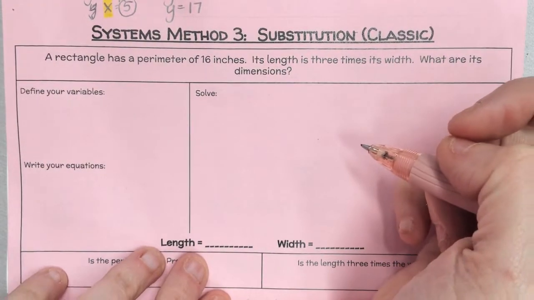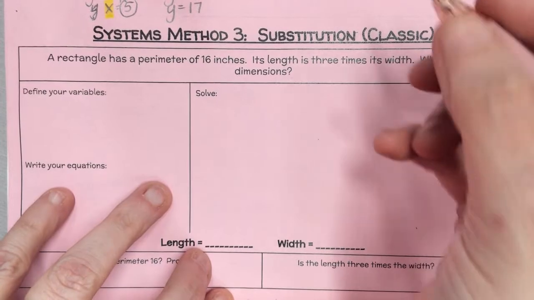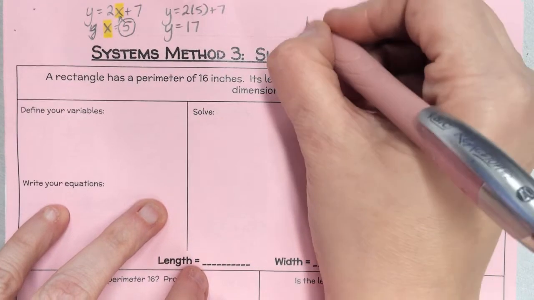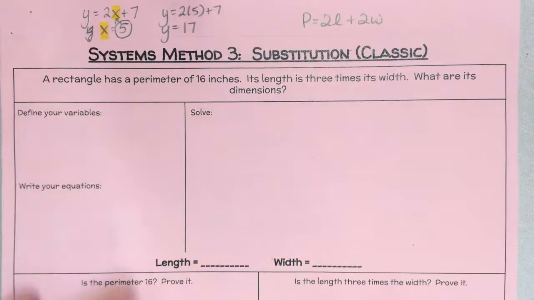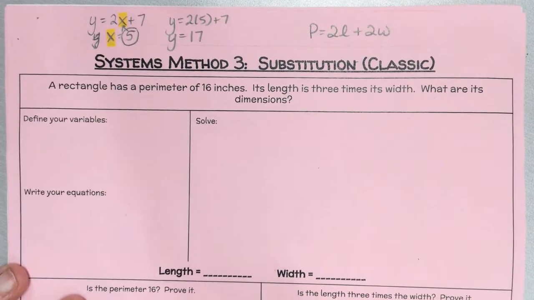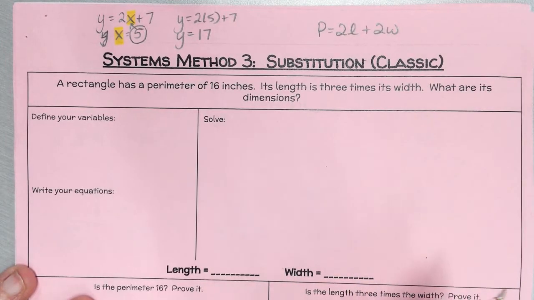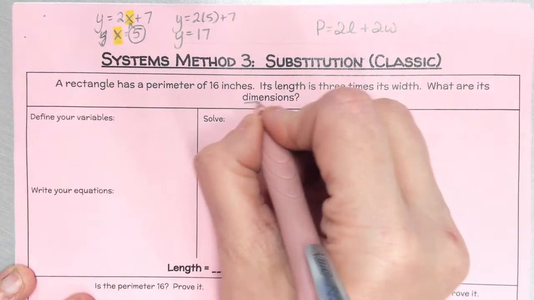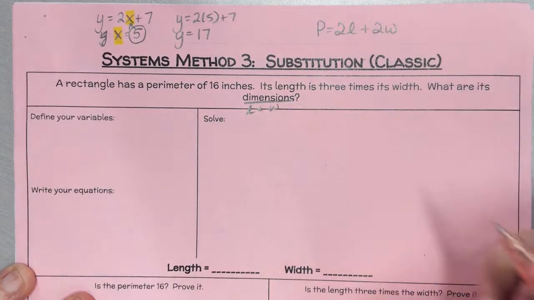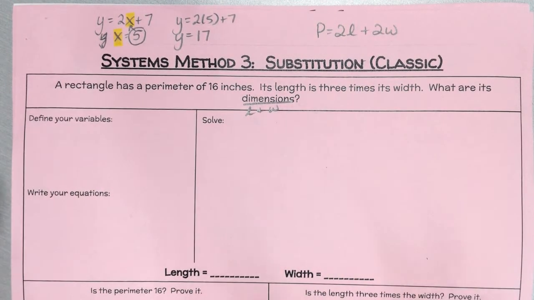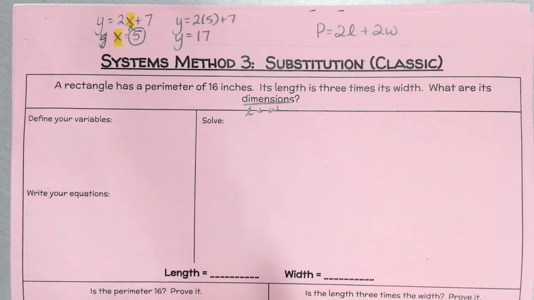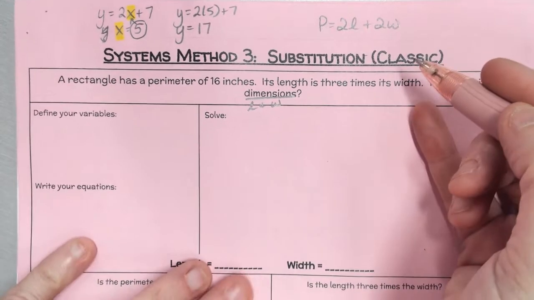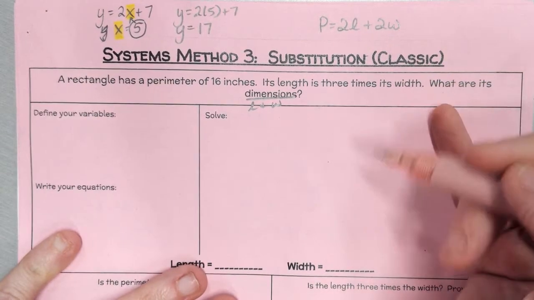So this is a rectangle has a perimeter of 16 inches. Now, first of all, I'm going to tell you that perimeter equals 2L plus 2W, because that's the formula for perimeter. Its length is 3 times its width. What are its dimensions? And by the way, dimensions are length and width. Anything you can measure is a dimension. Area and perimeter are things that we calculate. Dimensions are things we measure, like the sides of a figure, the length, the width, the height, the radius.